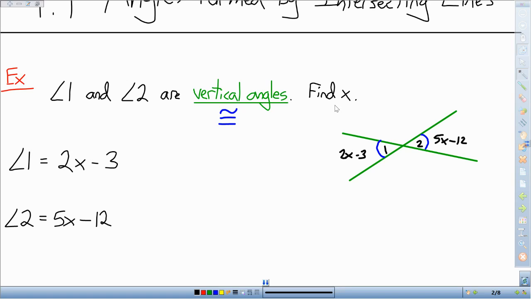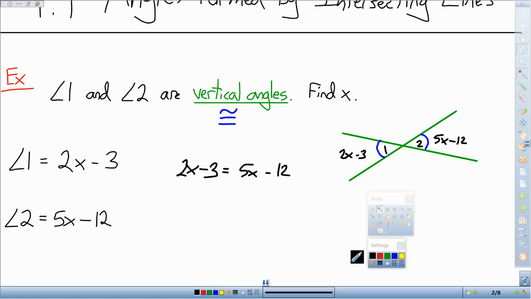Well, what equation can we make out of the information we have here? Again, we know vertical angles are congruent. In other words, they are equal to one another. So that's exactly what we can do. We can say 2x minus 3, this angle, equals the other angle, 5x minus 12. That's kind of the big part. If you can make the equation from here, we're just solving simple algebra. So it's all about knowing how to make the equation.